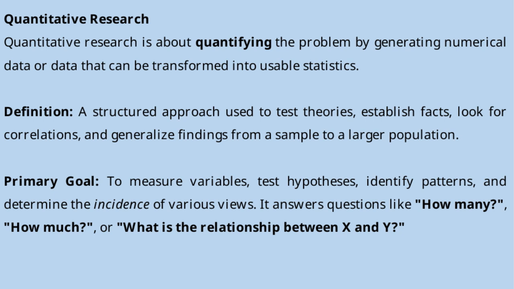The primary goal of quantitative research is to measure variables and test hypotheses. It's about identifying patterns and understanding the incidence of different views or behaviors within a target group. When we ask questions like how many, or how much, or even what is the relationship between X and Y, that's where quantitative research really shines. It provides us with the numerical data needed to answer these kinds of questions. So, in the context of our overall presentation theme, this approach helps us gather the hard data we need to make informed, evidence-based decisions.